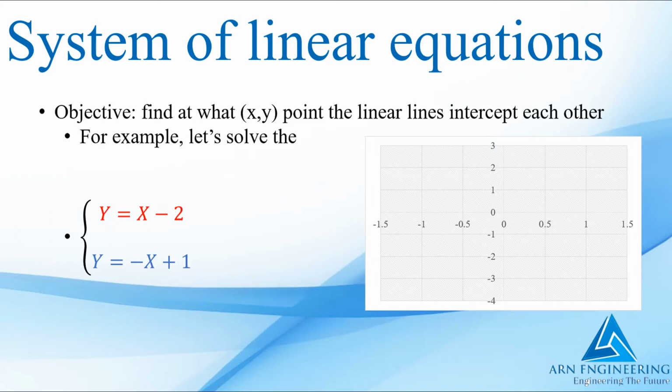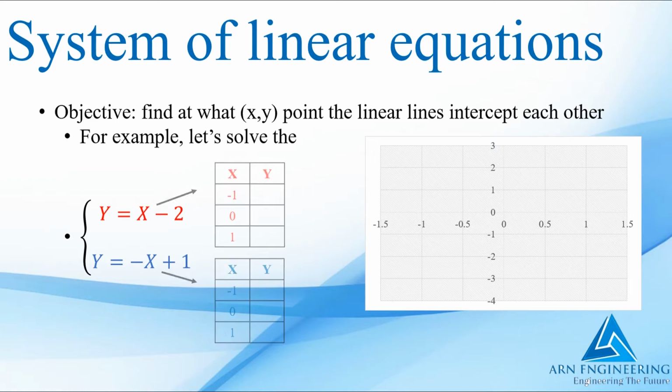In order to understand this further, let's try and graph these two lines. So we can assign three values of -1, 0, and 1 to x for both of the equations. Let's look at equation number 1, or the first equation for now. So when we assign a value of -1 to x, we get a value of -3 for y. When we assign a value of 0 to x, we get a value of -2 for y. And when we assign a value of 1 to x, we get a value of -1 for y.